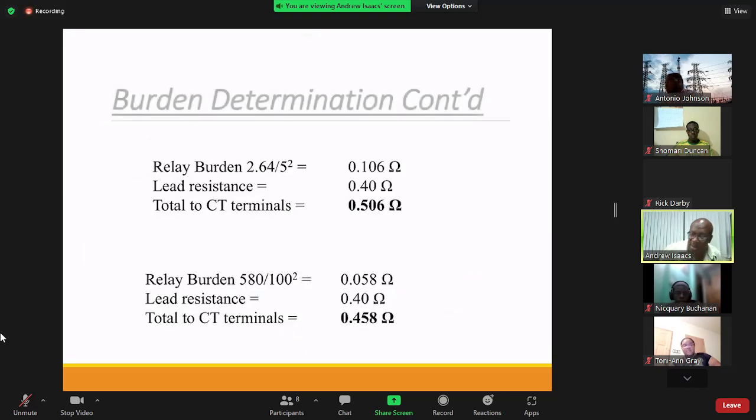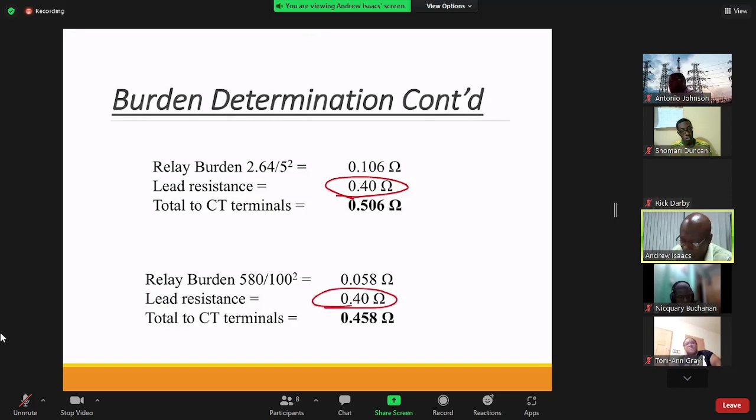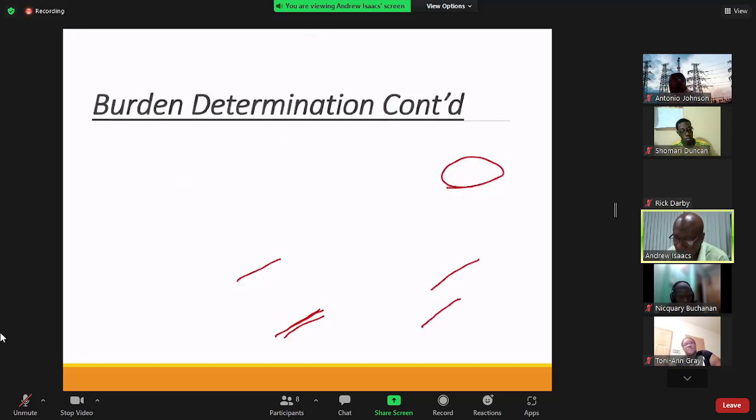Having said that, we are then able to determine what the total lead resistance, or the total resistance to the terminals of the CT, would be equal to. Based on what I just said, you'll see some surprising numbers. The wire between the CT and the relay can't change, so the lead resistance would remain 0.4. We said that earlier, right?